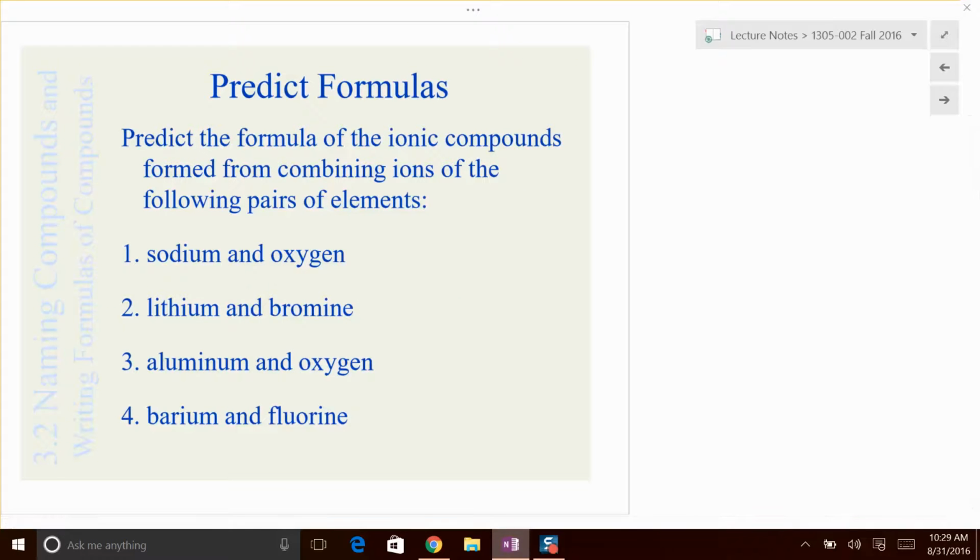So let's look at these examples. If sodium and oxygen are going to react, what will be the resulting formula of the product of that reaction? Okay, so sodium will have what charge?